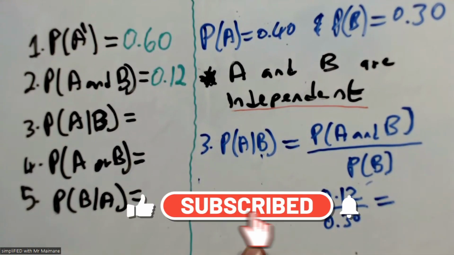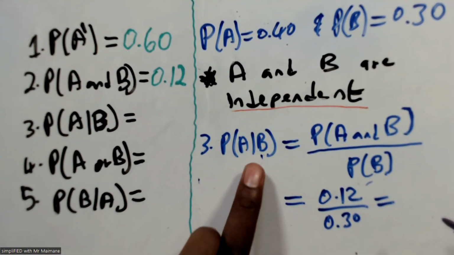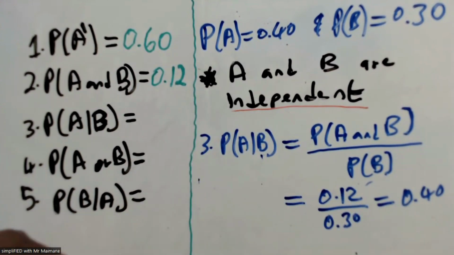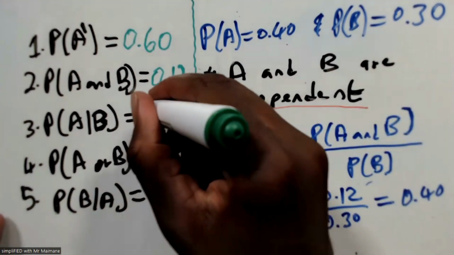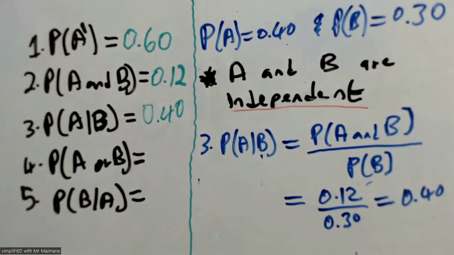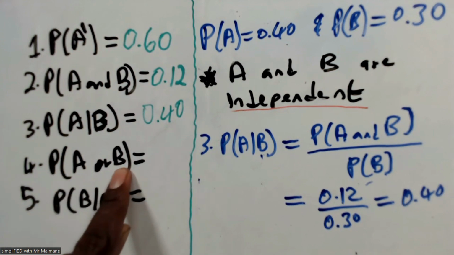0.30. Therefore, this is going to be our probability of A in condition to B. The probability of A in condition to B is 0.40. So I'm going to put it there. We have 0.40. We're getting there now. You see, now they want the probability of A or B.